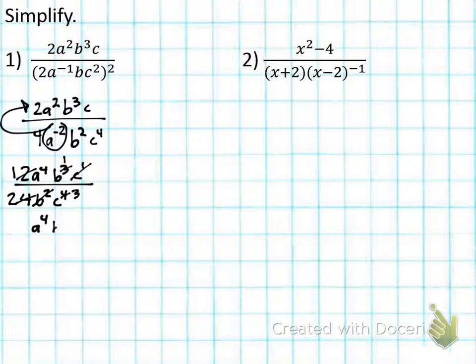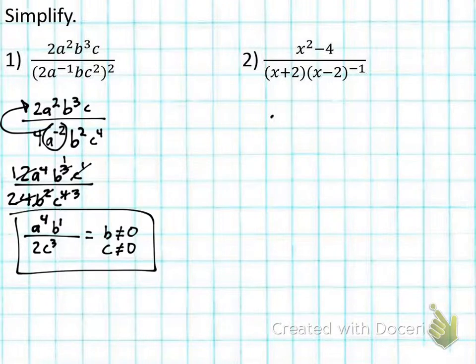And then we're going to rewrite our answer: a to the fourth, b to the first, all over 2c to the third. And then we know our excluded values. Remember we said b cannot equal 0 and c cannot equal 0. That's your answer, okay? That's how we do number 1. That's an example of excluded values on number 1.